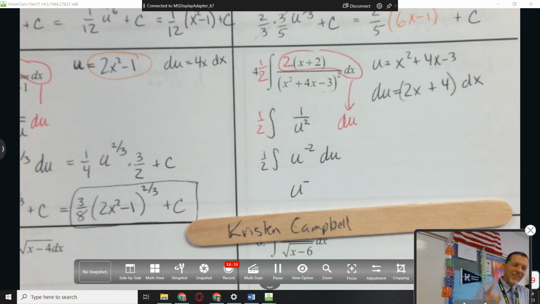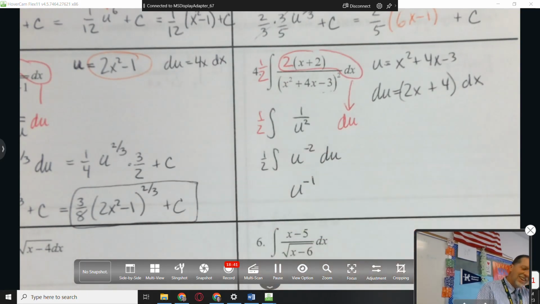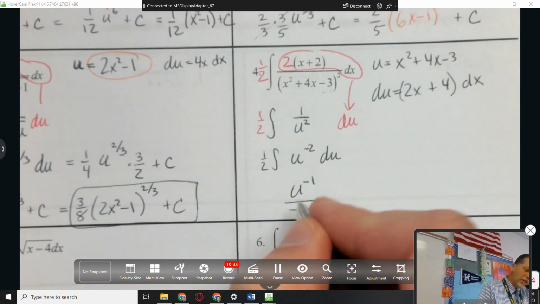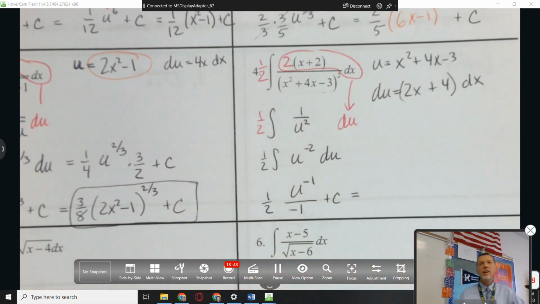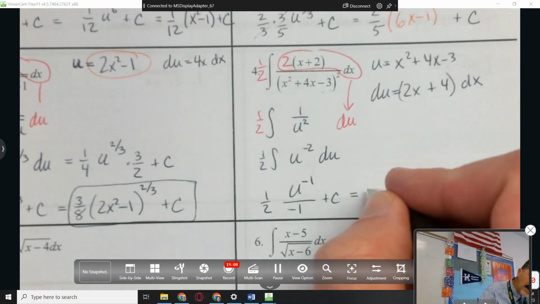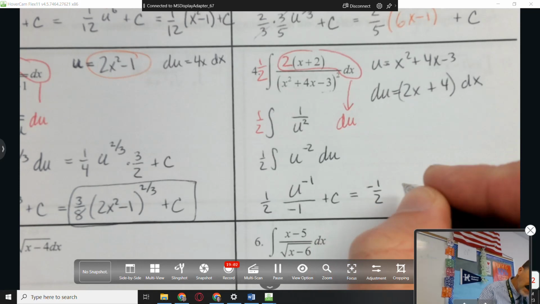Increase the power by 1, divide by the new power, plus c. Some people lay off the plus c till the very end. It's fine as long as you don't forget. The trick is if you plan to do that, by the time you get to the end, you've forgotten, and sometimes c doesn't make its appearance there. So negative 1/2.